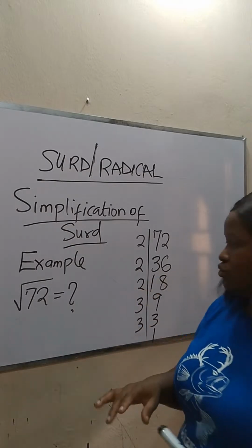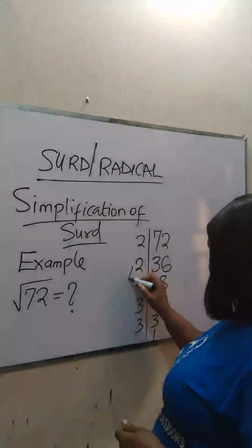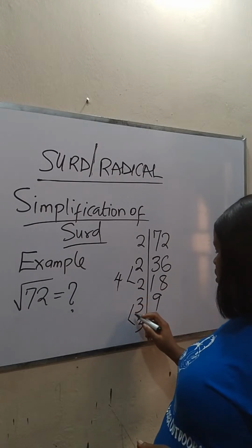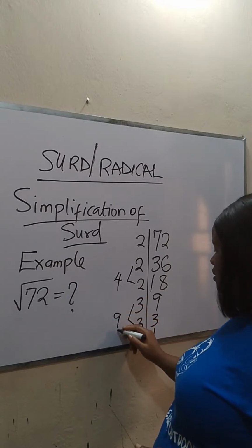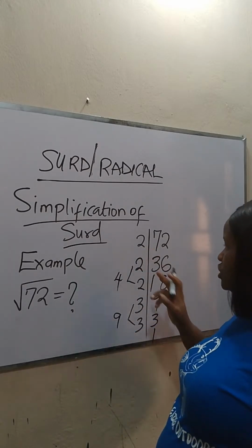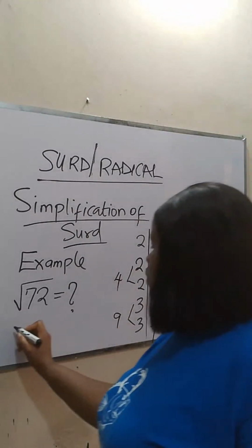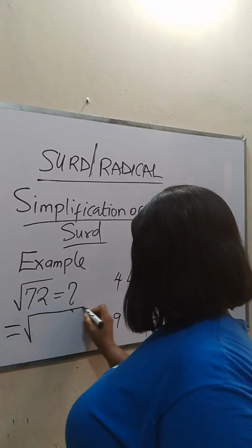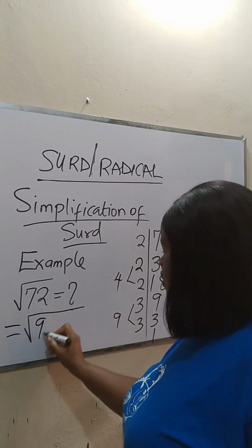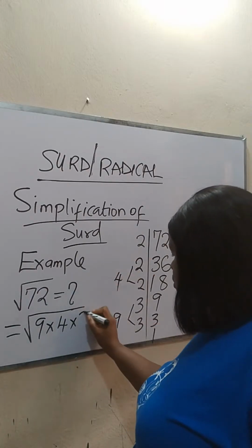Now see what we are going to do. Since we are taking the square root, square root means to pair. Like you pair this and this, this and this. This times this will give us 4. This times this will give us 9. 9 times 4 is 36. 36 times 2 is 72. So this is what you're going to write, right? Those that we have in pairs, we're going to write once each. So we have 9 times 4, then we have 2. All right.